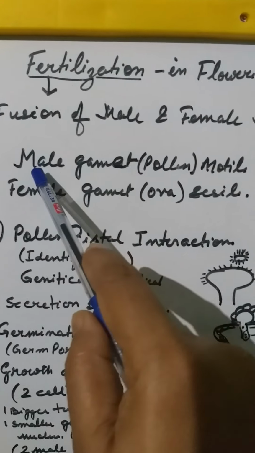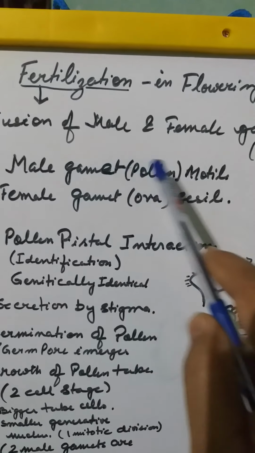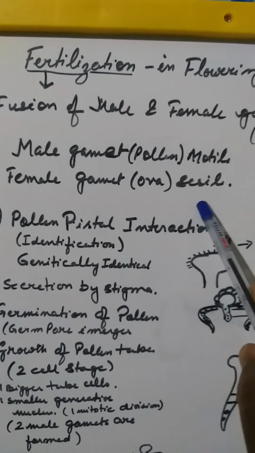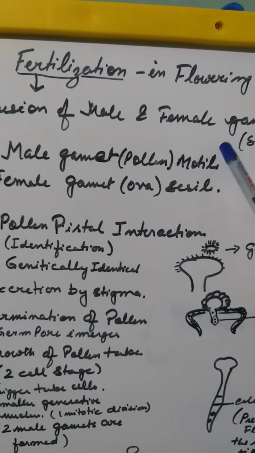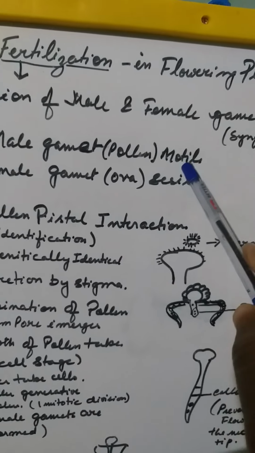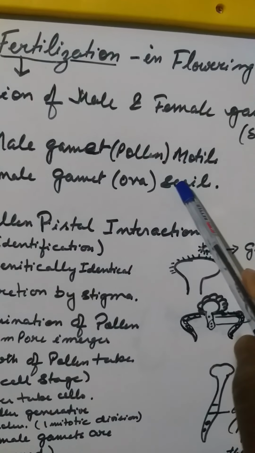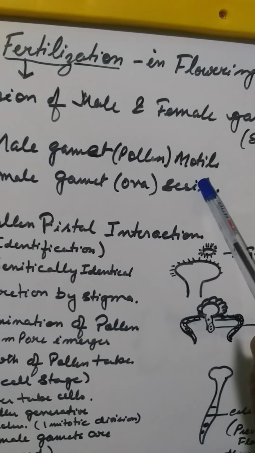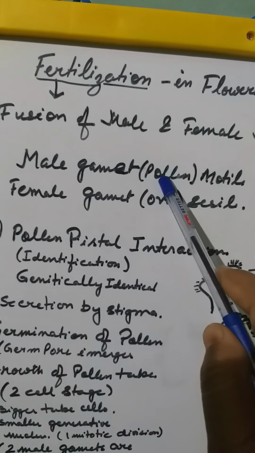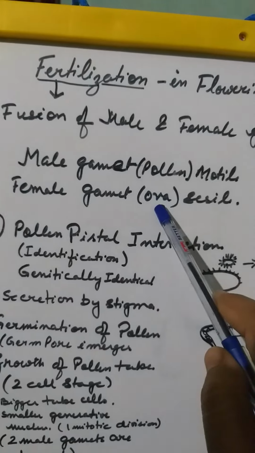Now basically, in the general theory of fertilization, one gamete is motile, that means capable of movement, and the other one is sessile, that is, not capable of movement. What is motile is smaller in size, and what is sessile is bigger in size, and the sessile one later on develops into the embryo, or rather the new offspring. The male gamete in the flowering plant is termed as pollen, and the female gamete is termed as ova, and basically ova is sessile.